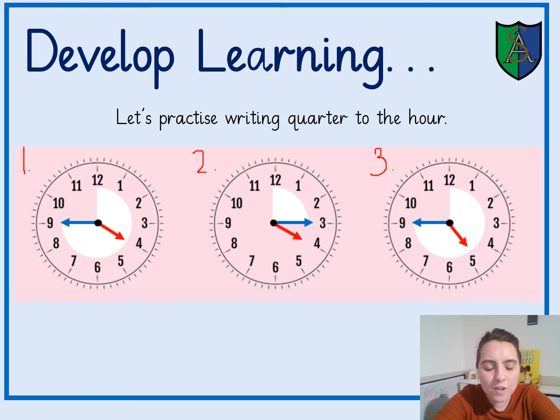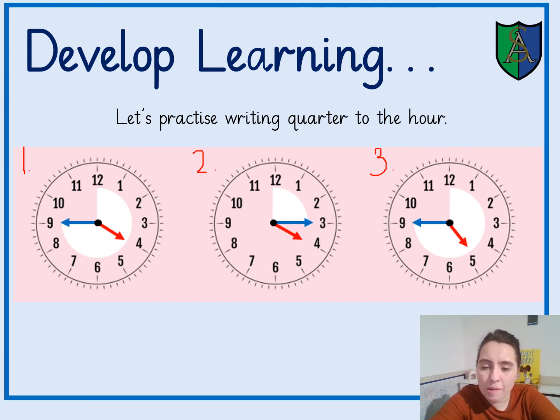So if we look at the first one, we know the minute hand is on 9, so we know it's quarter to, and we can see that the hour hand is pointing almost on the number 4. So we read this as 4:45. Brilliant work if you managed to get that correct. Let's have a look at number 2 then. We can see that the minute hand, or the blue hand, is 1/4 of the way around our clock, okay? And it is pointing to the number 3.